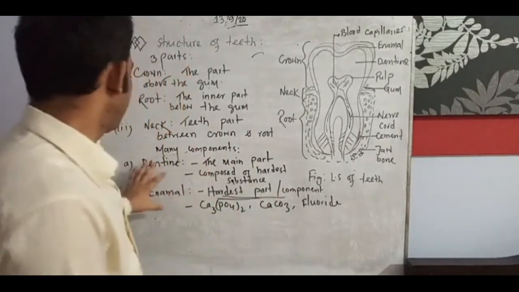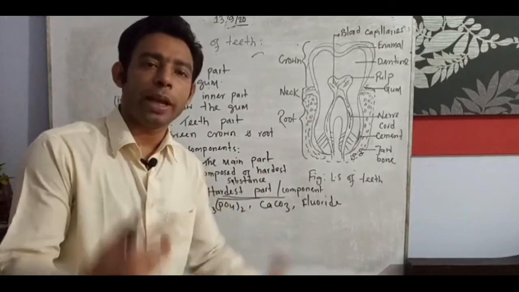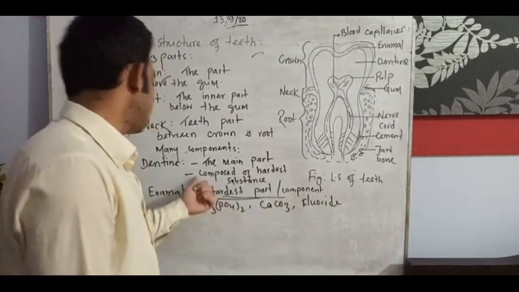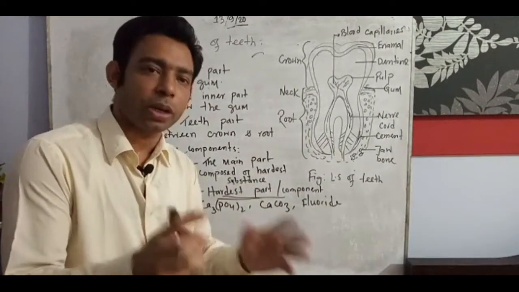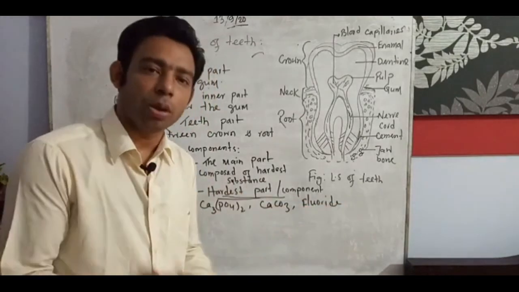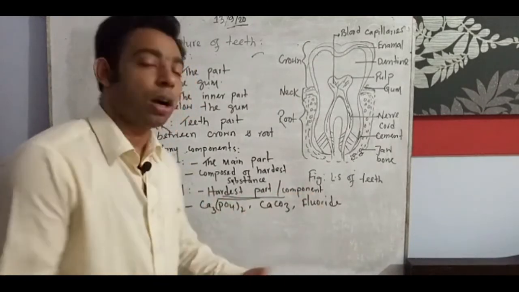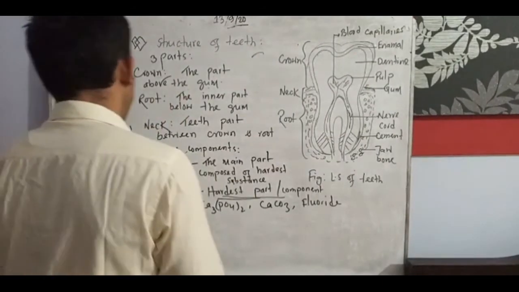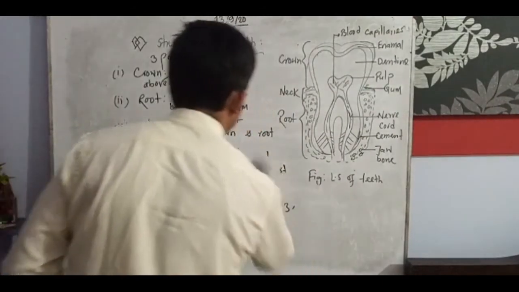Both of them, dentine also, contain calcium phosphate, calcium carbonate and fluoride to make them hardest. If they contain calcium phosphate only, they are hard, but not as much. When they are composed of all three parts, they become the hardest part of the teeth. Don't miss that one. Okay, there are two other parts of the teeth.